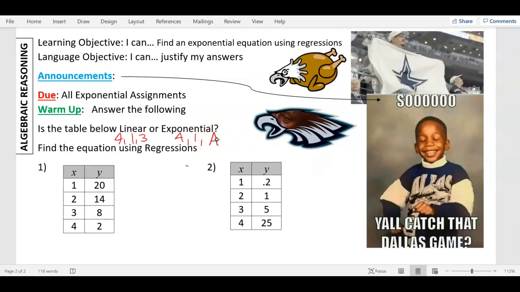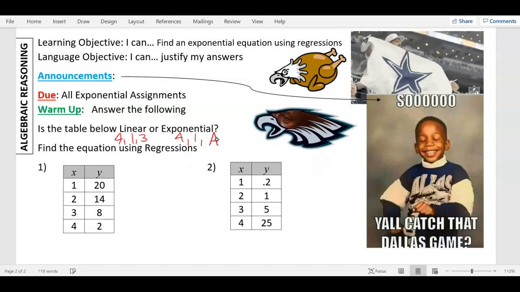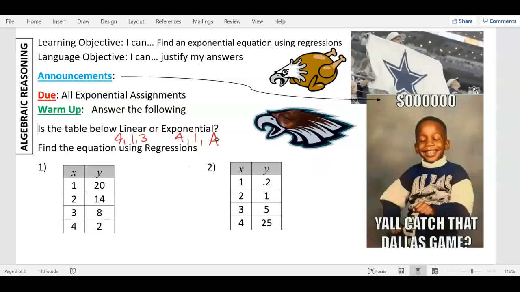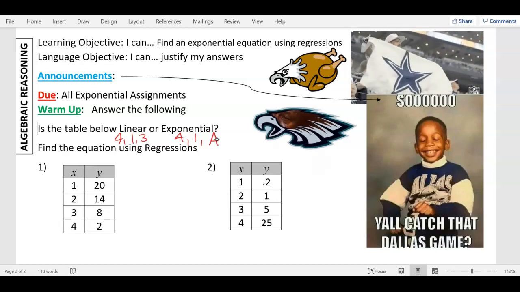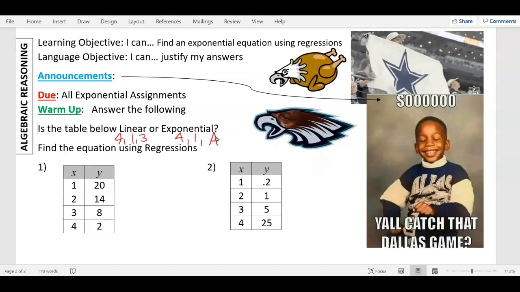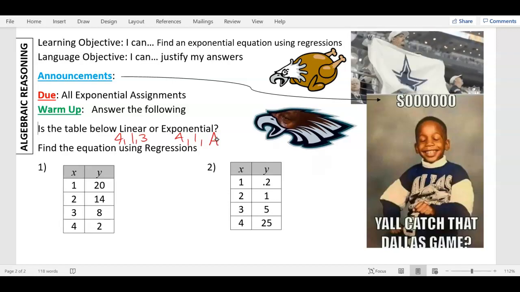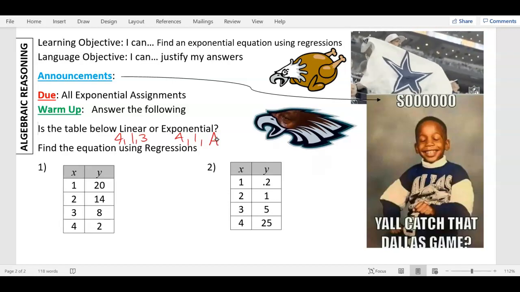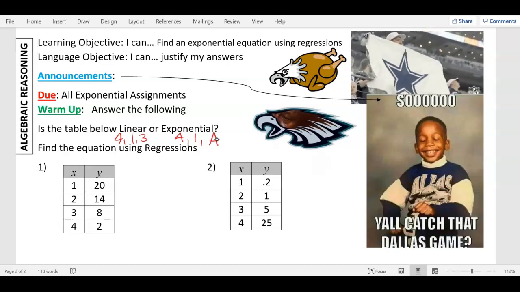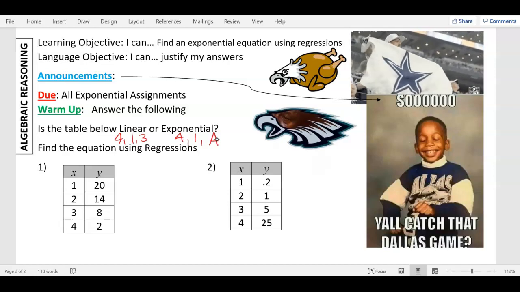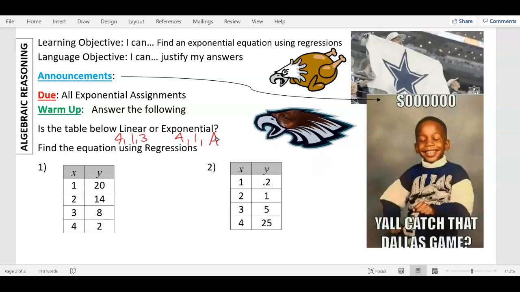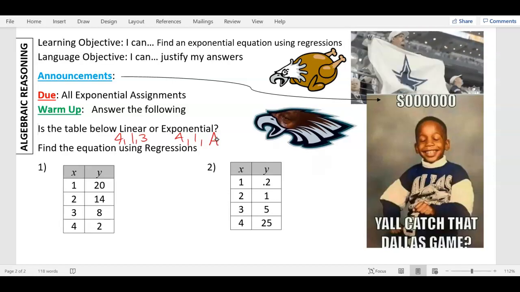There we go. Okay. So here's the question. How do you know which one to use? Well, I'll tell you. You should be able to tell me if a table is linear or exponential. If you tell me which one it is, then you can use menu 413 for linear or menu 418 for exponential. Okay?